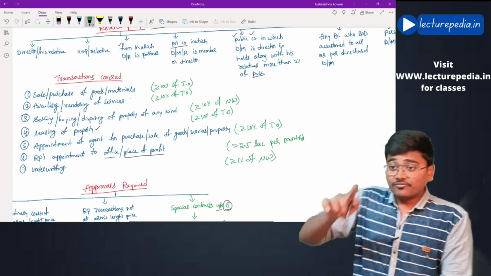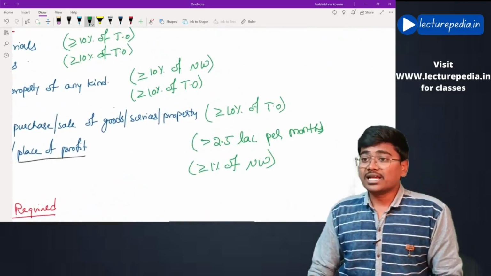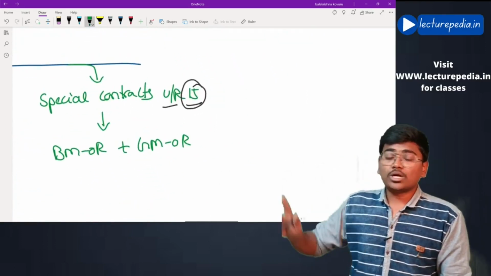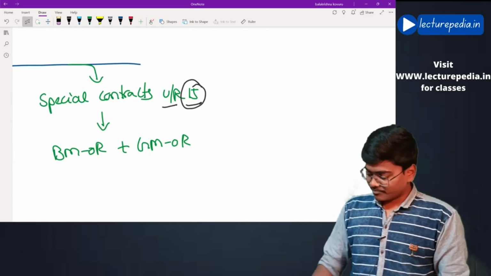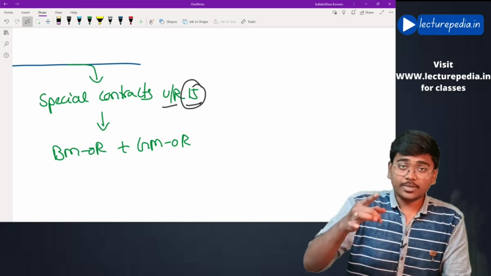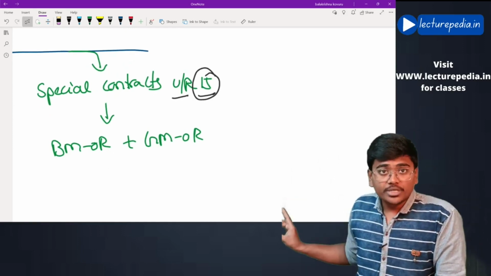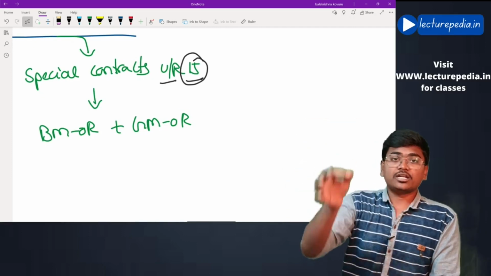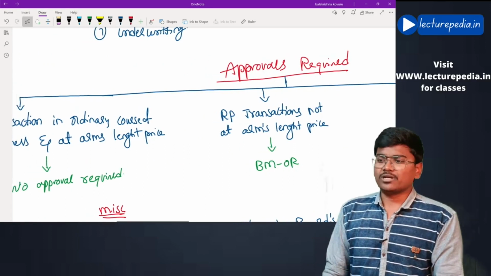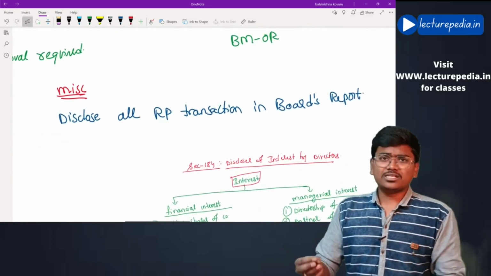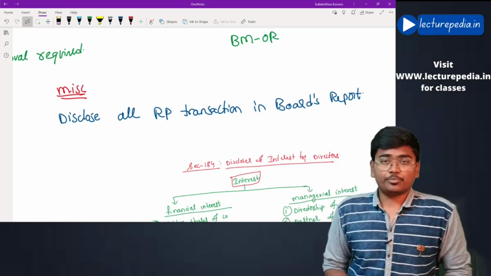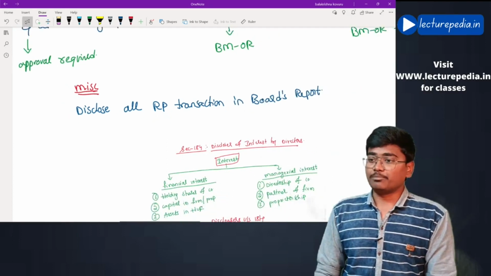Okay, if these 7 transactions are exceeding these limits, then those transactions would be covered under Rule 15. If the company enters into transactions that are covered under Rule 15 with related parties, then along with a board meeting ordinary resolution, a general meeting ordinary resolution is also required. Hope that is clear. These are the approvals that are required. And the miscellaneous one, all these related party transactions must be disclosed in the board's report. Hope that is clear. By this, section number 188 is completed.